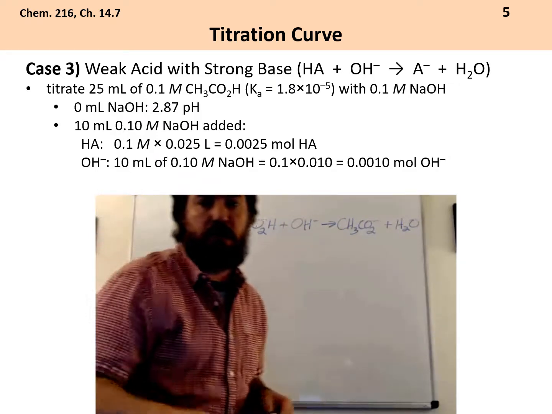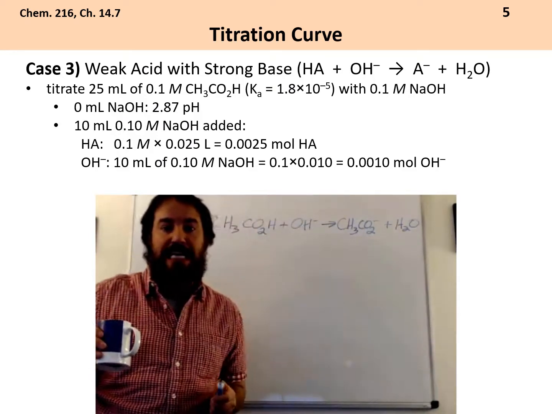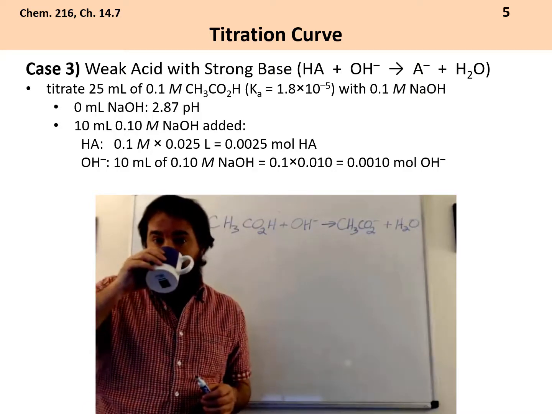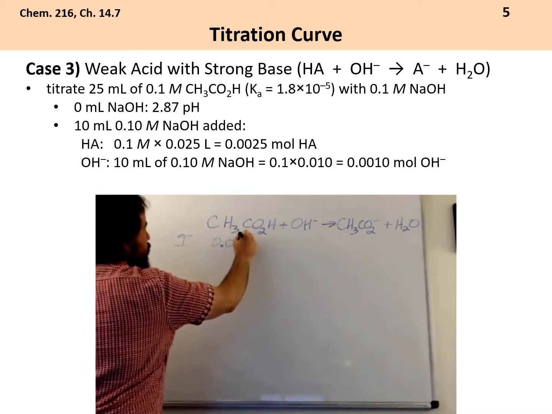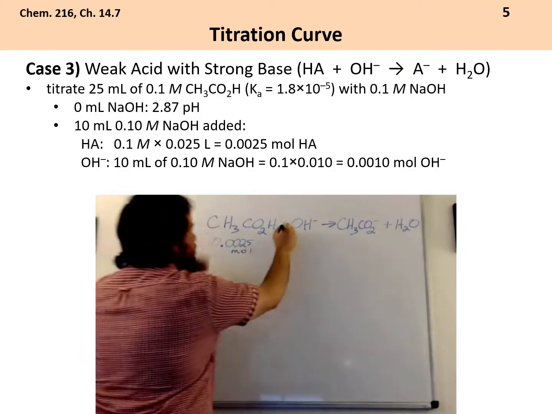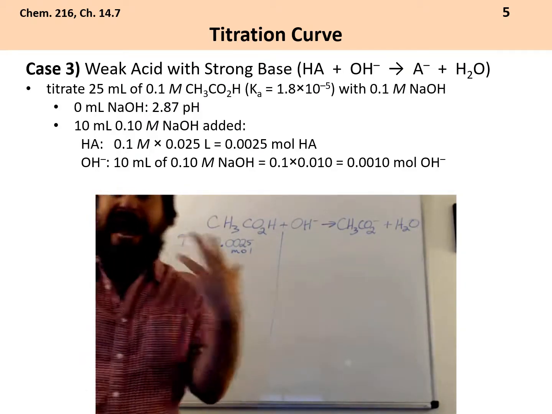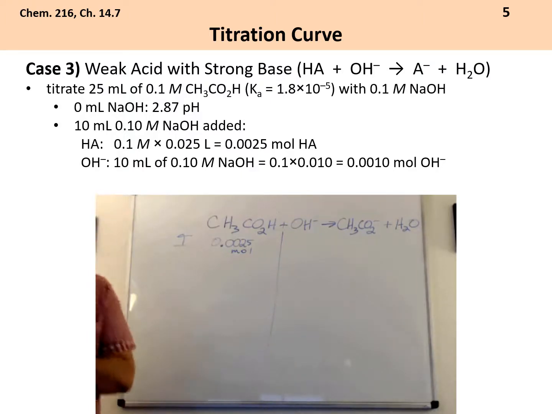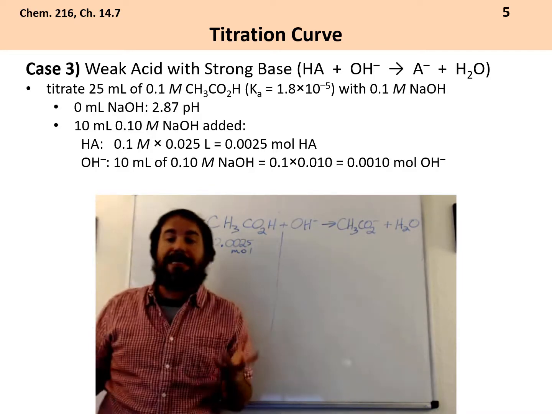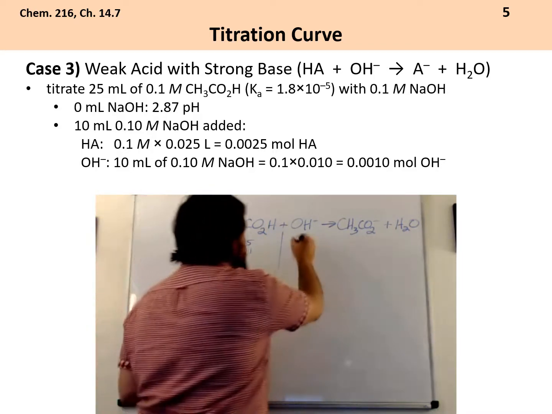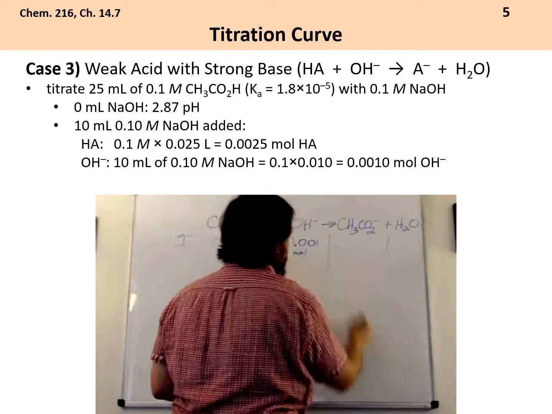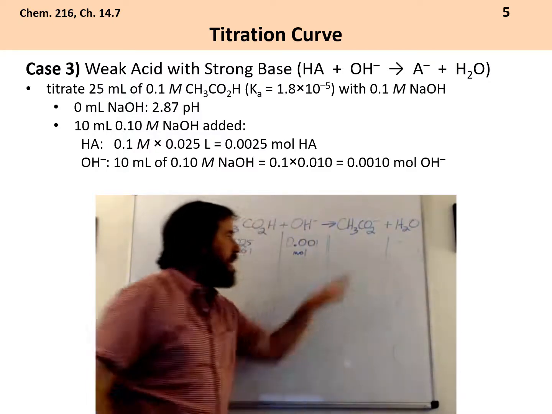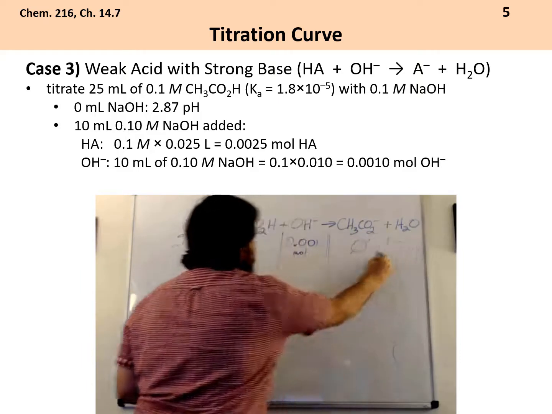So I have 0.1 molar times 0.025 liters. That's for my weak acid. That's going to get me 0.0025 moles of my CH3CO2H. And then I'm adding in 10 mLs of my 0.1 molar NaOH. 10 mLs is 0.01 liters times 0.1. That's going to get me 0.001 mole of my OH minus. At the beginning, I have none of my CH3CO2 minus.